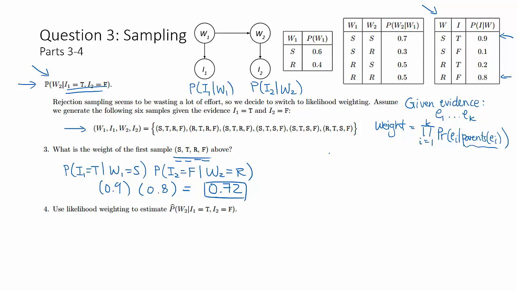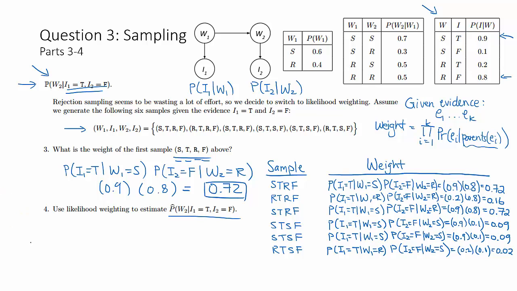For part 4, we have to calculate the estimate of P of W2, given that I1 equals T and I2 equals F. To find this value, we first have to look at all the weights of all the samples, so we need to create a table for this. We'll follow a similar procedure as part 3 to compute the weights, and doing so you should end up with the following weights shown in this table here.